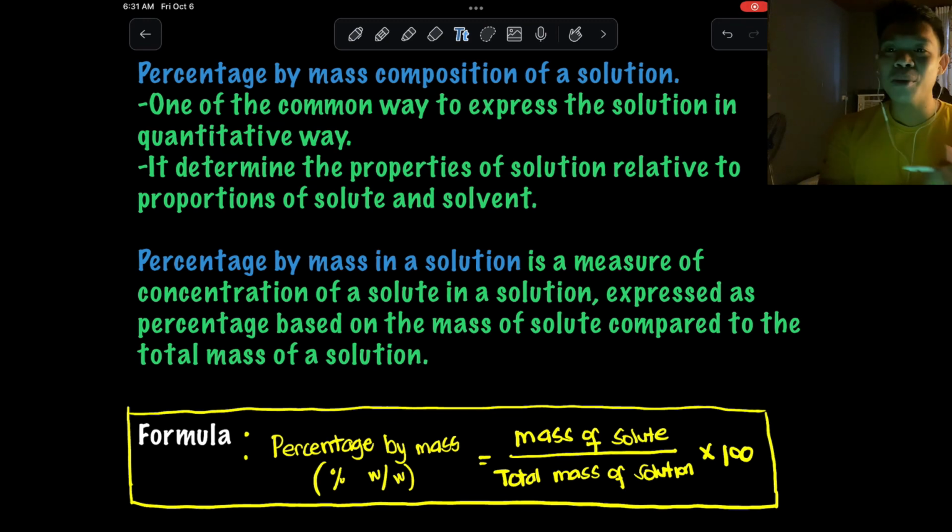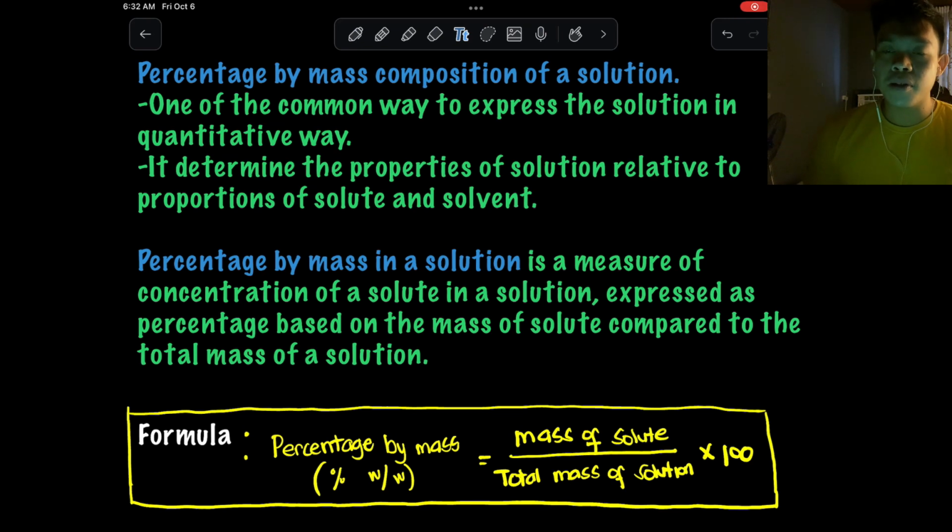Regarding our topic for today, it is all about the percentage by mass composition of a solution. Let's start. One of the common ways to express the composition of a solution in a quantitative way is by using a calculation. Prior to our discussion, we already defined the different types of concentration of a solution in accordance with its saturation. Expressing the composition of a solution determines its properties relative to the proportion of solute and solvent, and it is a measure of the concentration of a solute in a solution.